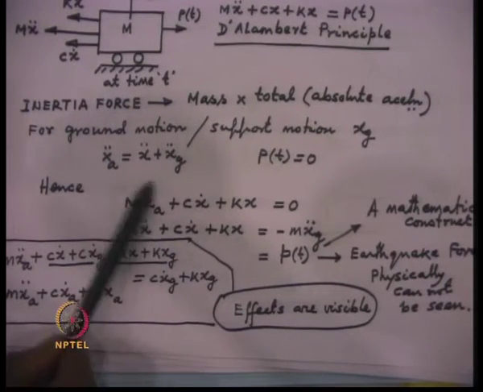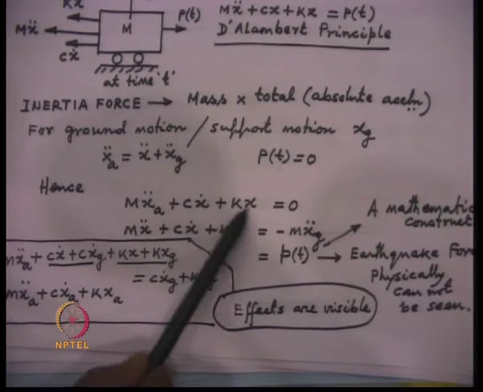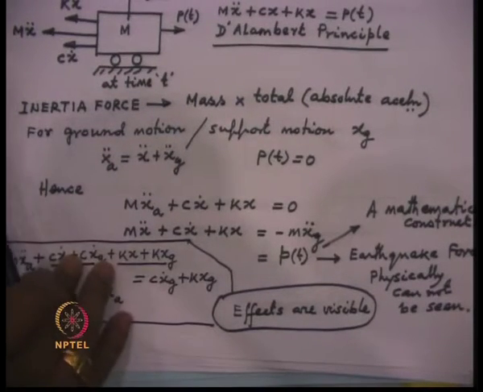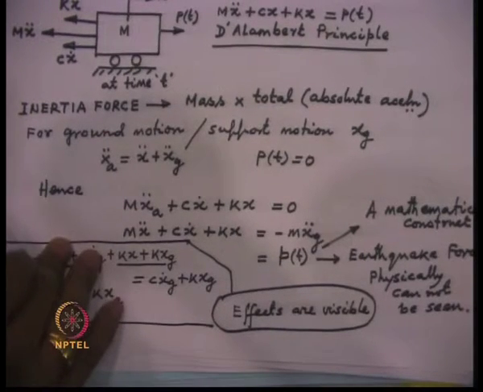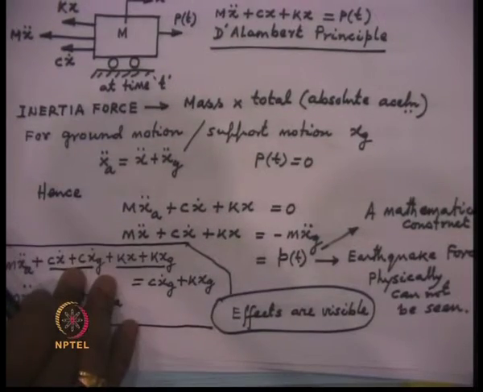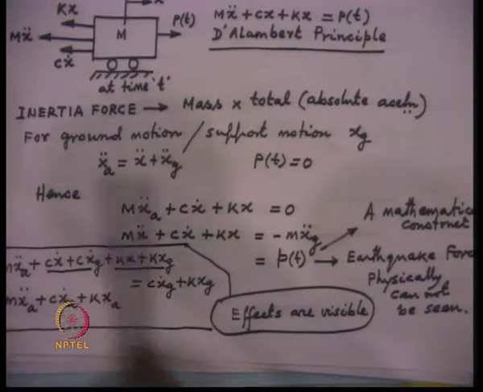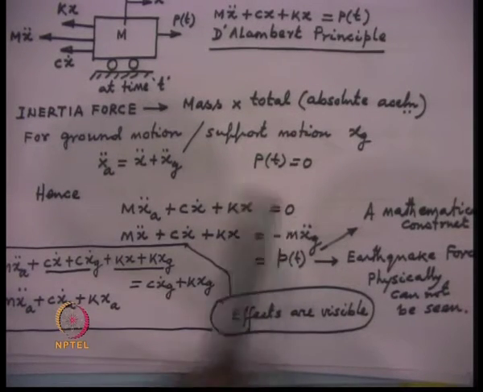M x double dot a becomes the inertia force. C x dot plus K x remain as before, because the restoring force in the spring will depend upon the relative motion, that is the relative motion between the support and the mass, and it is assumed that the damping force is also equal to the coefficient of viscosity multiplied by the relative velocity. Since there is no force acting over here, it is set to 0.